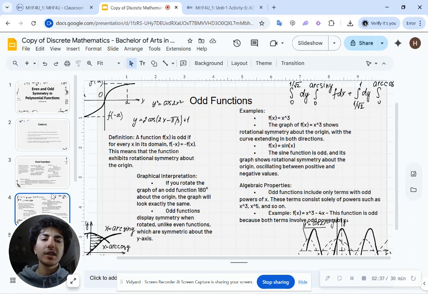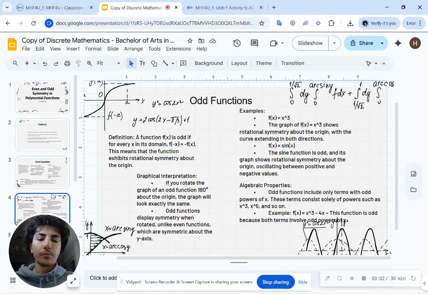Now let's look at some examples. f(x) = x^3. The graph of f(x) = x^3 shows rotational symmetry about the origin, with the curve extending in both directions. f(x) = sin x. The sine function is odd and its graph shows rotational symmetry about the origin, oscillating between positive and negative values.